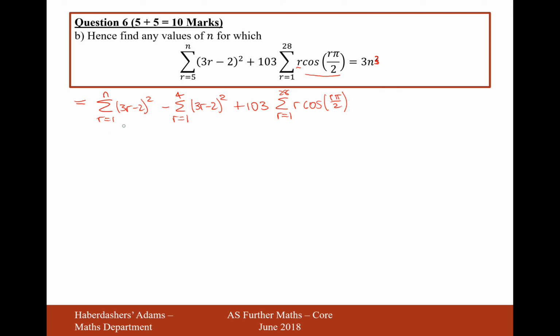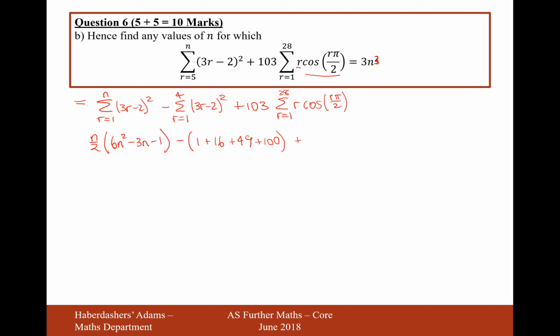Okay, so on the far left here, we're going to have n over 2 brackets 6n squared minus 3n minus 1 minus, now we'll put the numbers in. This is a short summation here, so we'll just put the numbers in from 1 up to 4. So 1 times 3 is 3, minus 2 is 1, 1 squared is 1. Putting 2 in, you're going to get 6 minus 2 is 4, 4 squared is 16. Putting 3 in, 3 times 3 is 9, minus 2 is 7, square it, you get 49. And put 4 in, 3 times 4 is 12, minus 2 is 10, 10 squared is 100.